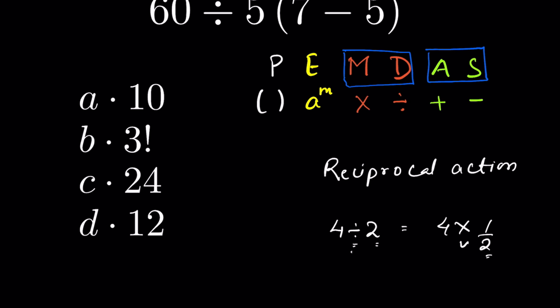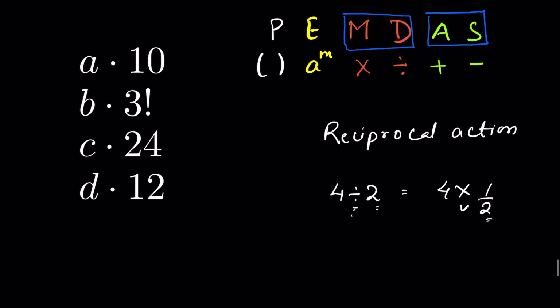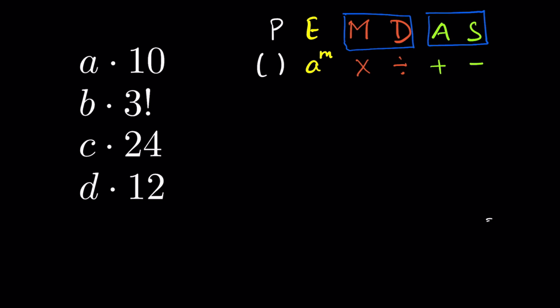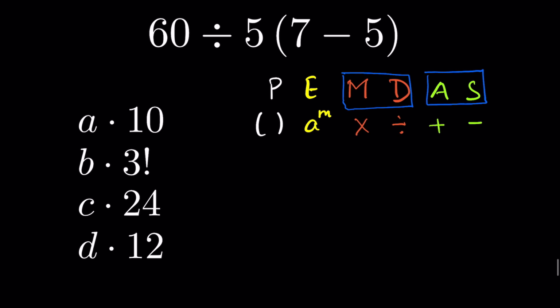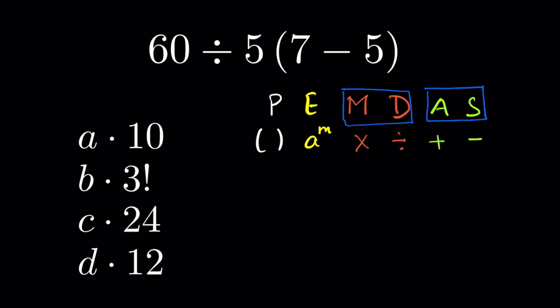So division and multiplication are reciprocal actions. The same goes for addition and subtraction also. If you add 4 plus minus 2, it is equal to 4 minus 2. So this is how it works. They have equal priority, and to solve the confusion of which operation to do first, we solve them from left to right, whichever comes first. But with this left to right rule, you must remember that this choice is between multiplication and division. If you get division and addition, then we do division first, then addition.